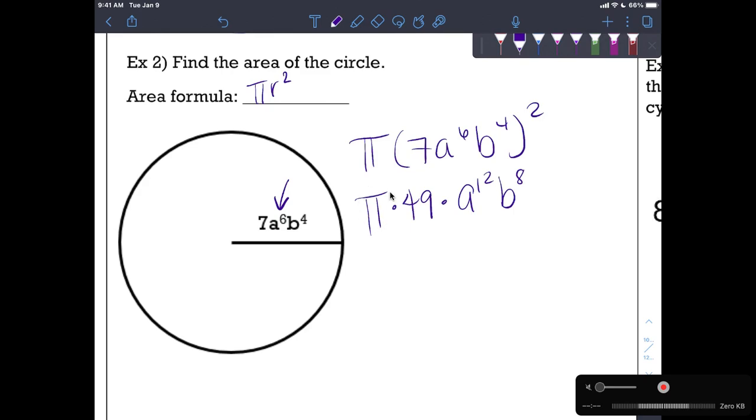Depending on who is writing the test, this pi may appear anywhere here, okay? I typically like to write my coefficients first, just to make it simpler. But I can go ahead and test this in my calculator as well.